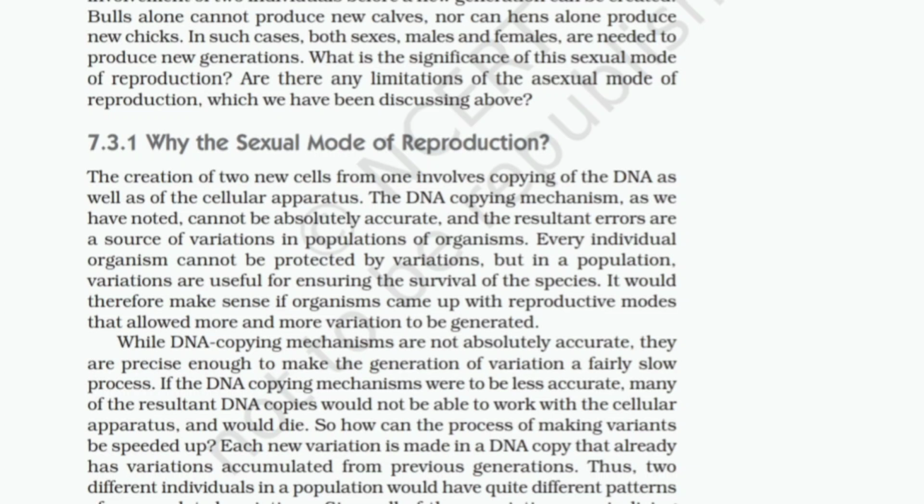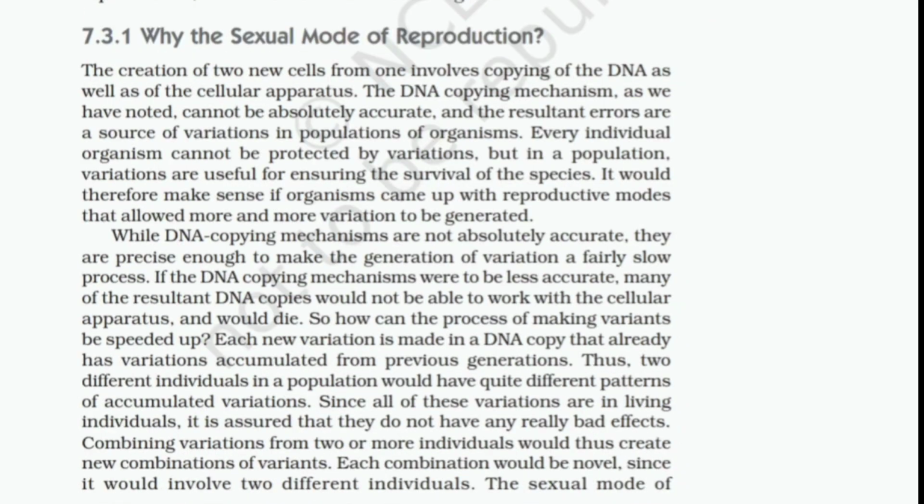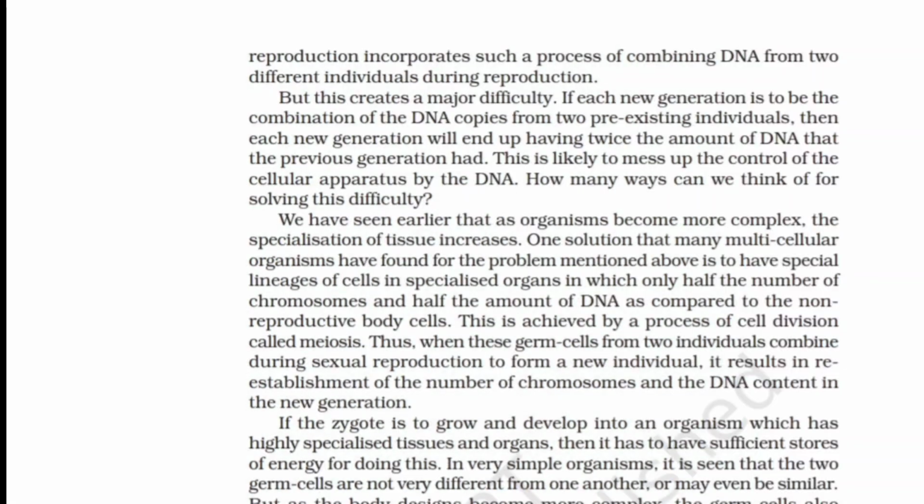Each new variation is made in a DNA copy that already has variations accumulated from previous generations. Thus, two different individuals in a population would have quite different patterns of accumulated variations. Since all of these variations are in living individuals, it is assured that they do not have any really bad effects. Combining variations from two or more individuals would thus create new combinations of variants. Each combination would be novel, since it would involve two different individuals. The sexual mode of reproduction incorporates such a process of combining DNA from two different individuals during reproduction.